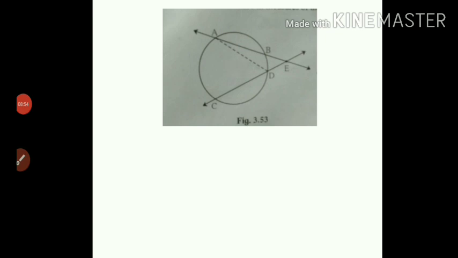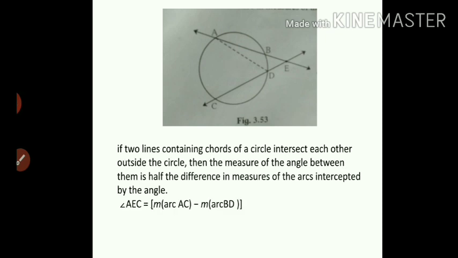Now see next some basic part. See, you can see there are 2 lines. If 2 lines containing chords of a circle intersect each other outside the circle, you can see these both chords, they intersect each other outside the circle at point E, then the measure of the angle between them will be exactly half the difference of the measures of the arcs intercepted by the angle. Let me see, if you want to find, you can see there are 2 chords, that is AB and CD, they intersect each other outside the circle at point E. So now see, angle is formed, angle AEC.